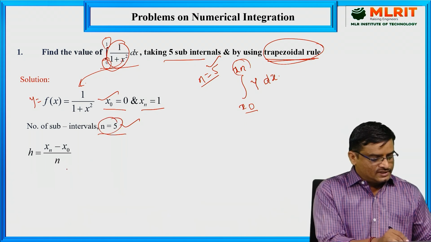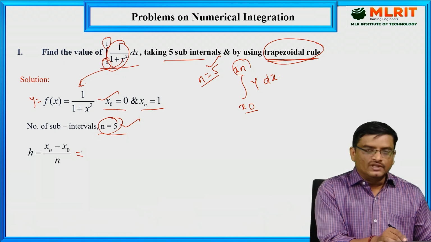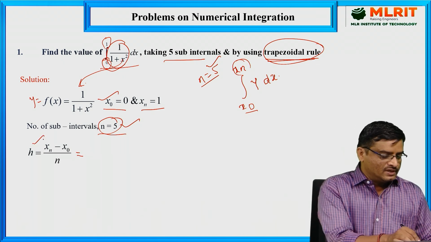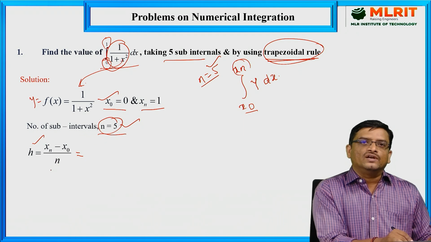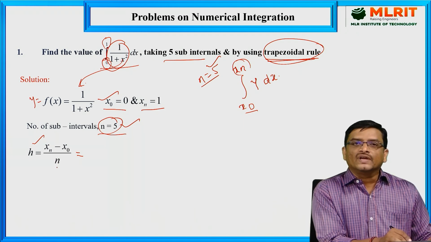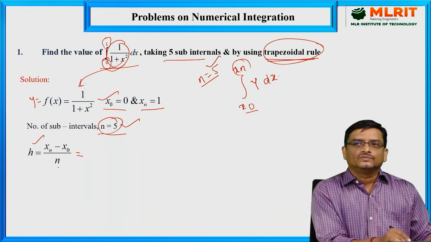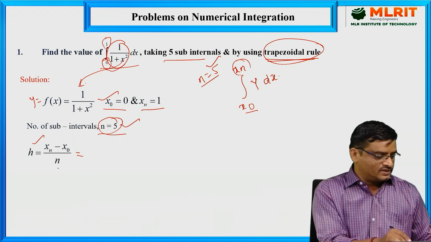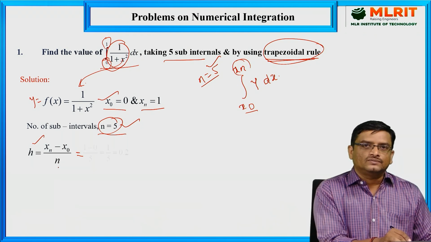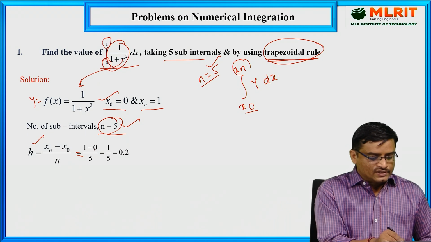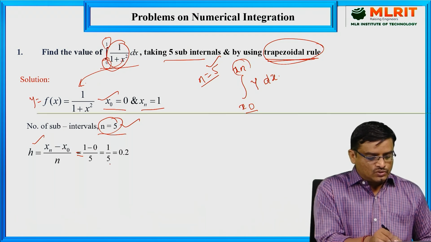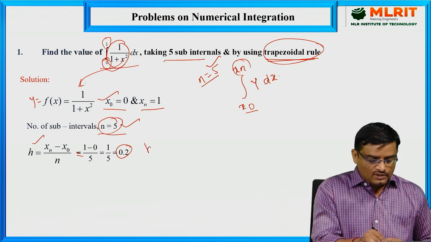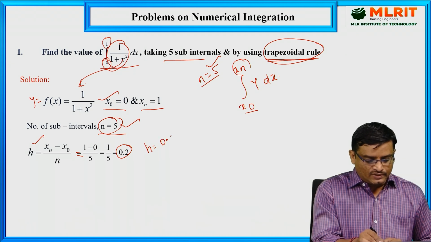Based on this number of subintervals, we have to find out the difference between the values of x. That is represented with this h; we can call it the step length, or the step size, or the difference between the values of x. We should have a common difference here. So 1 minus 0 by 5, which is equal to 1 by 5, which is equal to 0.2. So we got h is equal to 0.2.